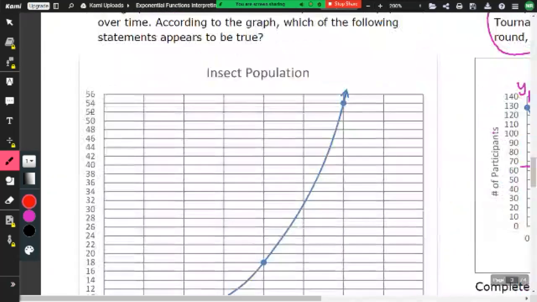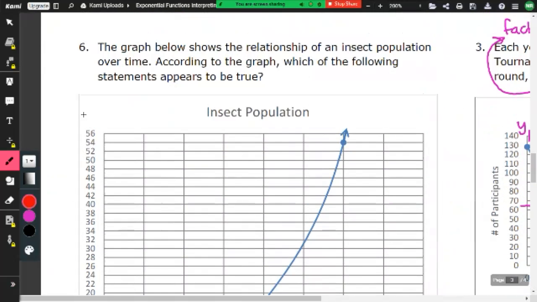All right, the last two are multiple choice. So here we go. The graph below shows the relationship of an insect population over time. According to the graph, which of the following statements appears to be true? We're looking for a true statement, not a false. Sometimes it will, so you need to be careful.